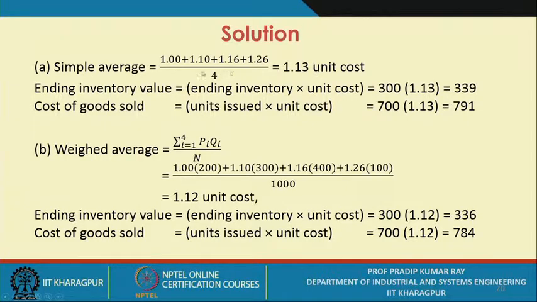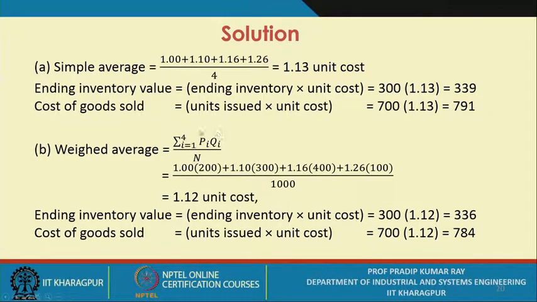So simple average divided by 4, so you get an average value of 1.13 unit cost. Ending inventory value, ending inventory into unit cost, 300 into 1.13, it is very simple, that is 339, and the cost of goods sold, that means unit issued, that is 700 into 1.13, 791.